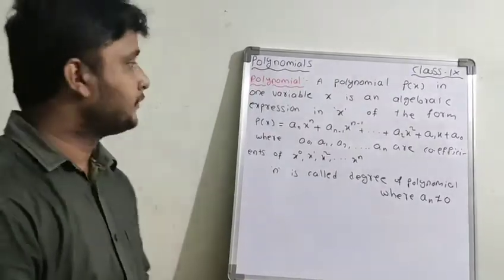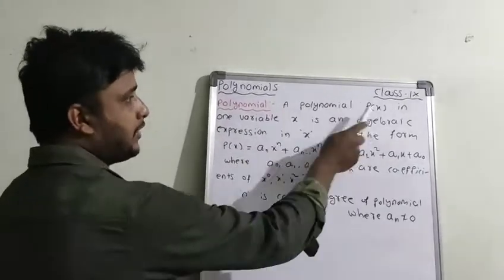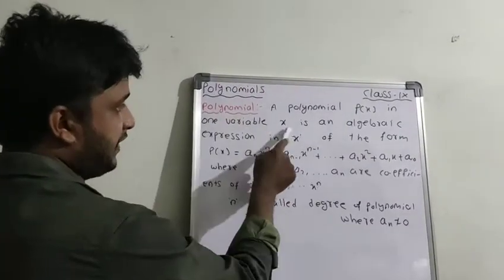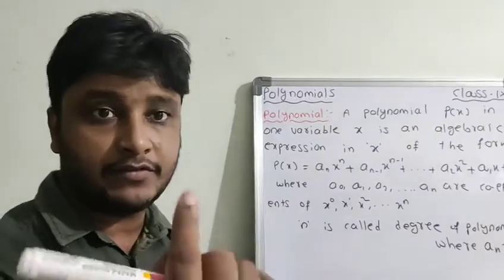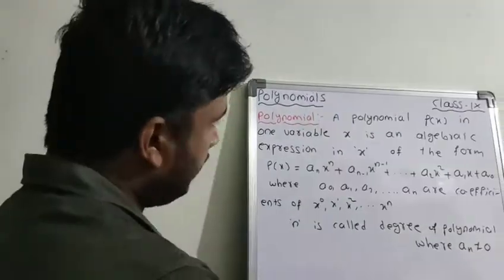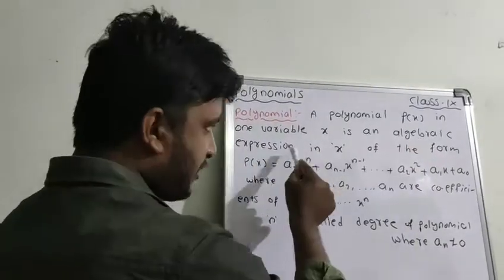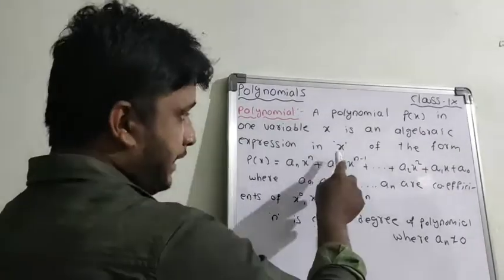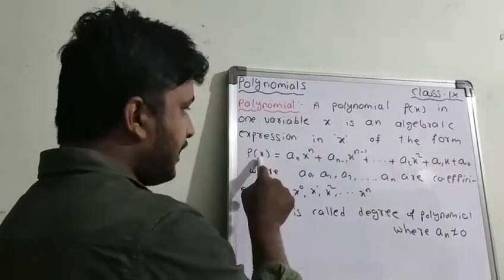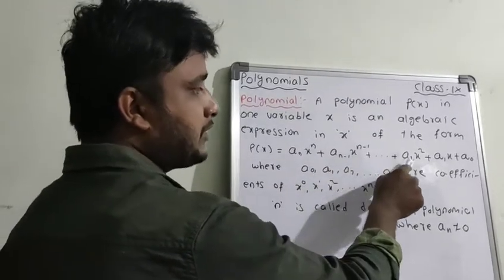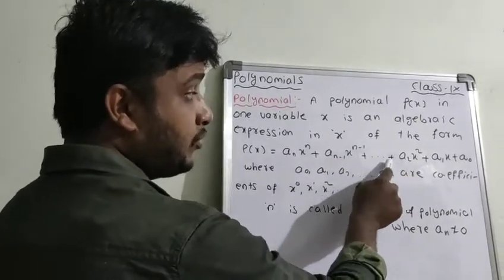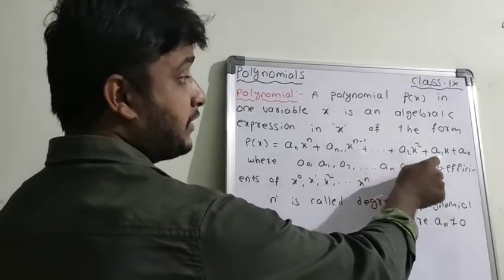So, definition of polynomial. A polynomial p of x in one variable x. That means the algebraic expression and the polynomials are taken with only one variable we are using here. Variable x is an algebraic expression in x of the form, but which form? P of x equal to a n x power n plus a n minus 1 x power n minus 1 plus and so on, plus a2 x square plus a1 x plus a naught.